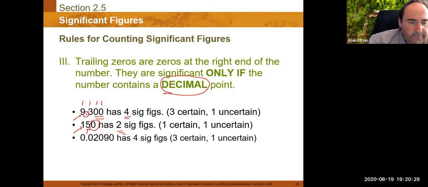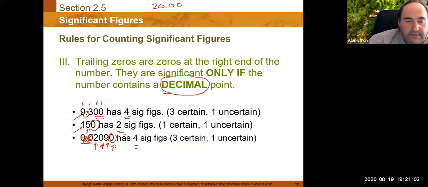I'll get to your question in 1 second on that. Let's take a look here at this one. Here are zeros that come before the non-zero, so they're not significant. We would start counting here. That is significant. The 0 between the 9 is significant. The 9 is significant. This 0 here is also significant because of the decimal point, and it would have 4 significant figures.